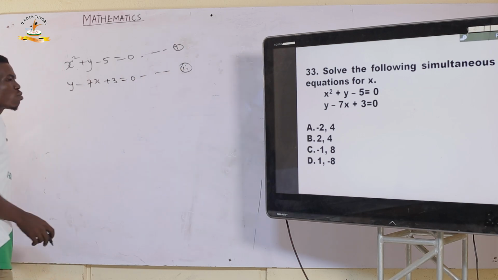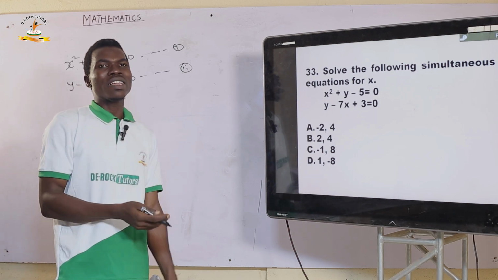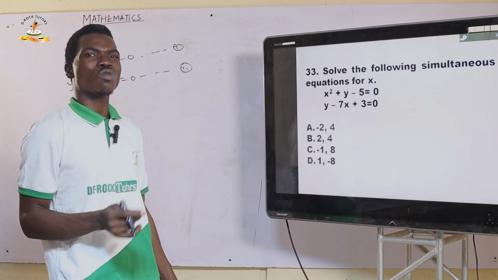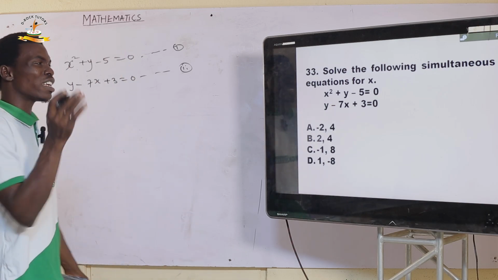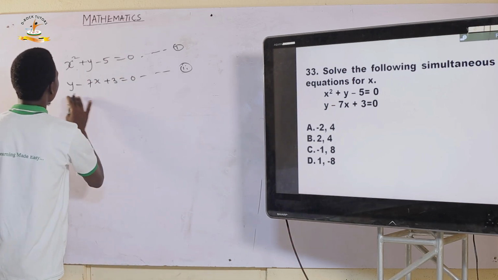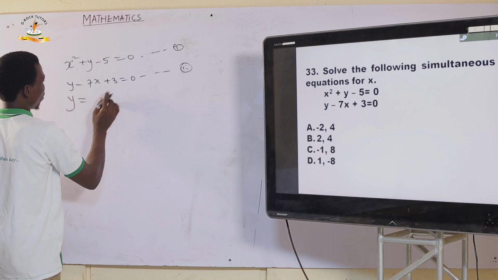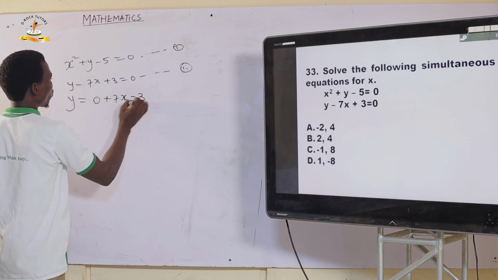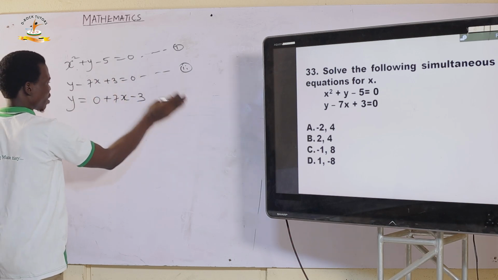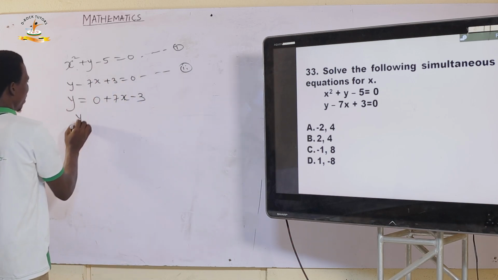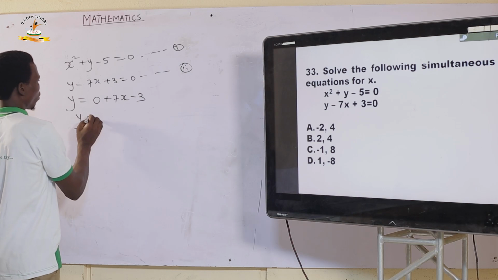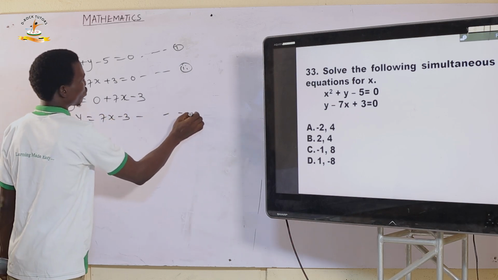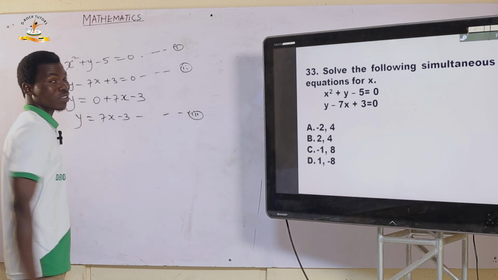From equation 2, which is the linear one, please note that in a system of linear and quadratic equations, the linear one is always the one substituted into the non-linear one. So I make y the subject of the formula, which gives y equals 0 plus 7x minus 3. I'm bringing every other thing to the right hand side except y, and that is why they are changing sign. This is 7x minus 3, and this is my equation 3.